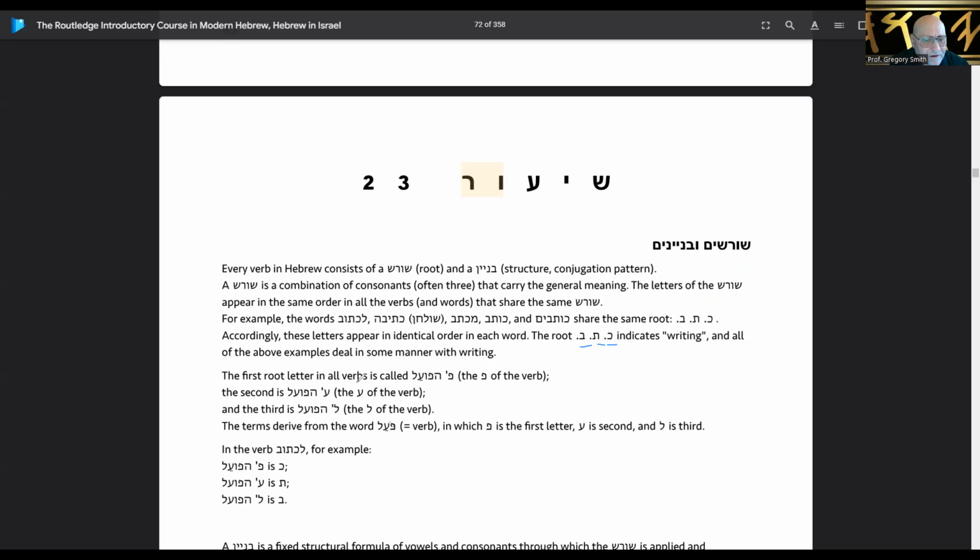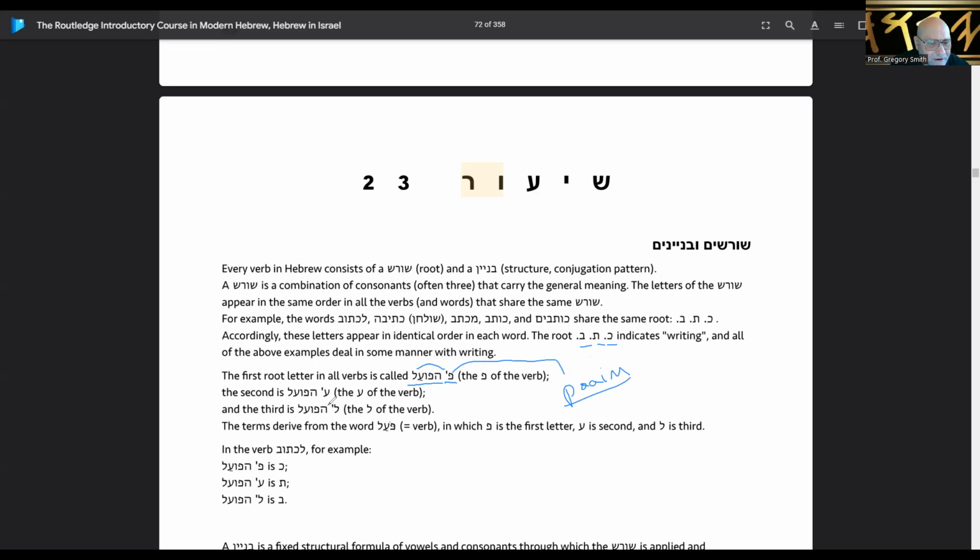The first root letter in all verbs is called, this looks like, the pa'im. This probably stands for pa'im, which is basically the conjugation of the verb. Pa'im hapuol. So it'd be like the root itself, the conjugation of the root.